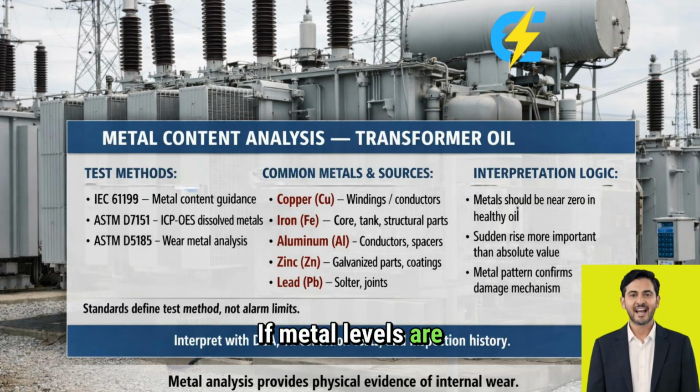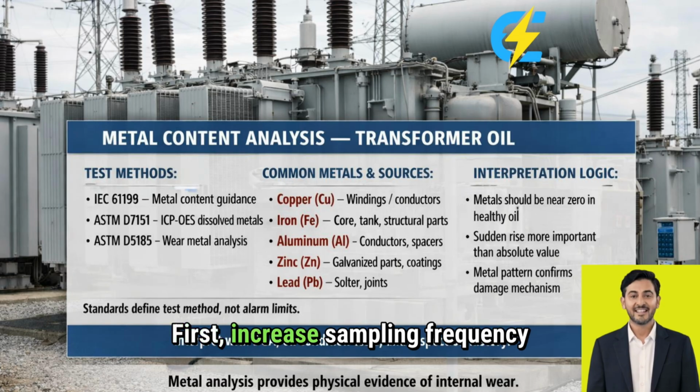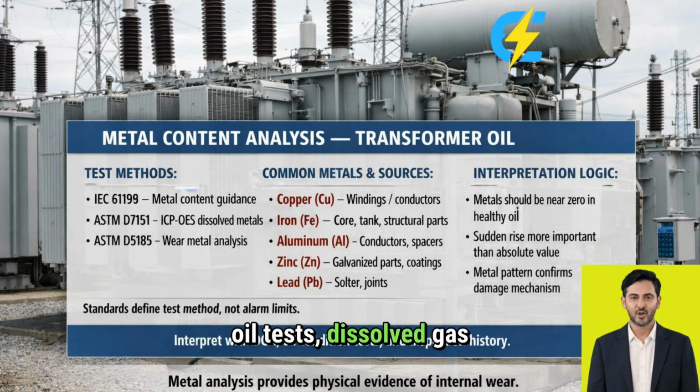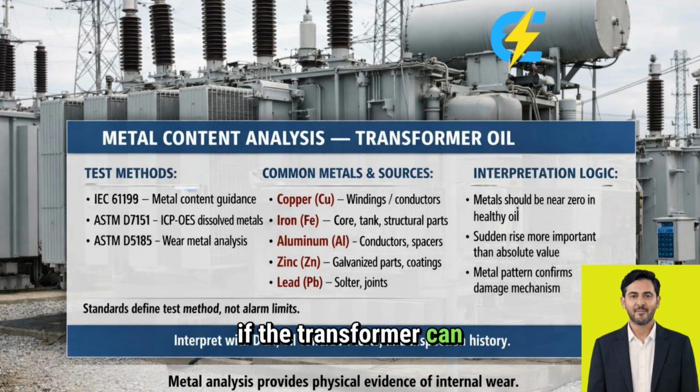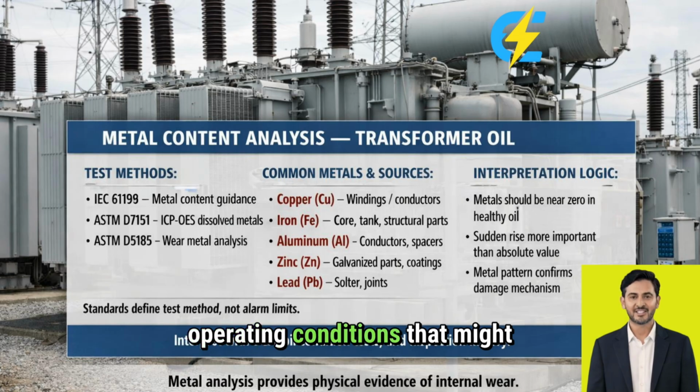If metal levels are high or rising rapidly, you need to take action. First, increase sampling frequency to understand the rate of change. Second, correlate with other oil tests, dissolved gas analysis, acidity, moisture, and oil quality parameters. Third, consider internal inspection if the transformer can be taken out of service. Fourth, evaluate loading and operating conditions that might be accelerating the damage.